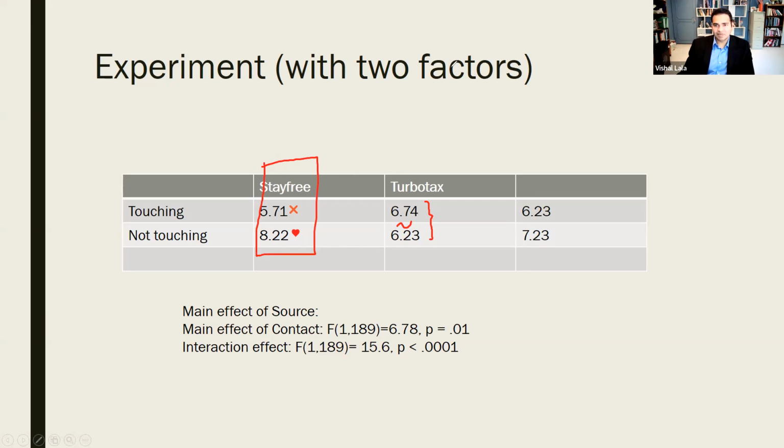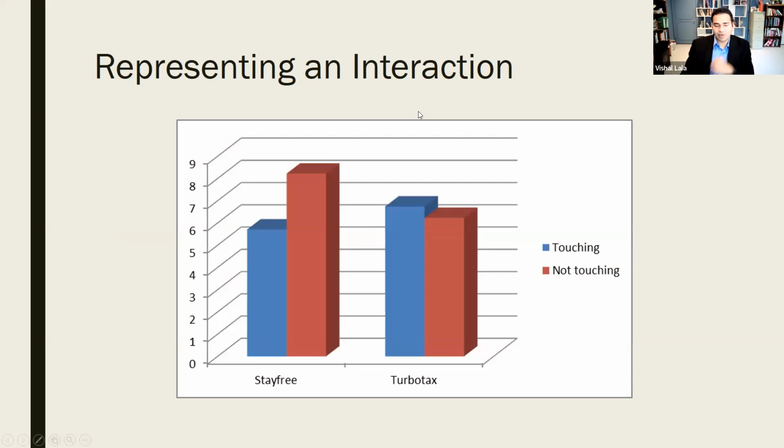In other words, somehow the undesirability of the cookies was only attributable to 1 product, state-free, but not to TurboTax. This is also known as an interaction effect. If you were to graph this, it would look like this, or with a bar chart, it would look like this.